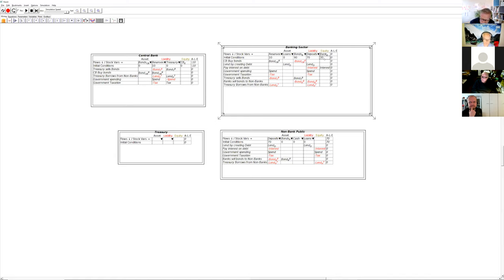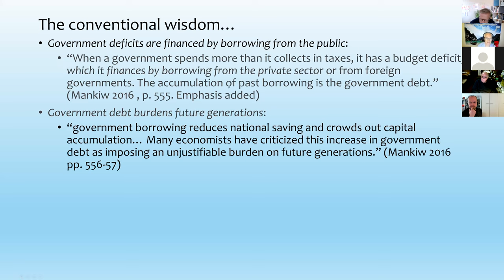So what you're saying then is that government surpluses actually increase leverage in the private sector. It encourages an increase in leverage, reduces the amount of money. It's the exact opposite of what Minsky was saying here.